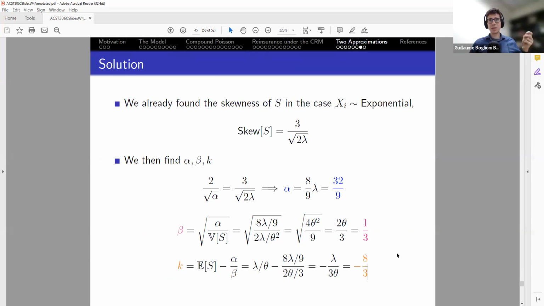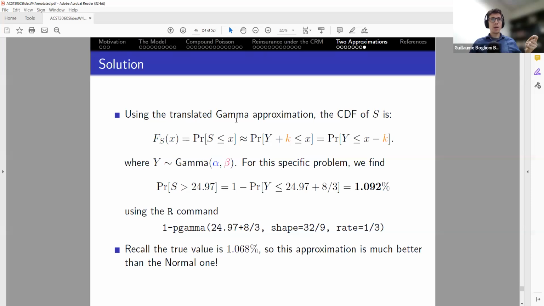Now let's see if this approximation is better. Using the translated gamma approximation, what we're doing is simply saying that the probability S is smaller than whatever number is the probability that the translated gamma is smaller than this number. Of course, that is the probability that the regular gamma with parameters alpha and beta is smaller than x minus K. And now this we can find in R. There's no closed form expression for this, but in R the function pgamma is the CDF of a gamma.